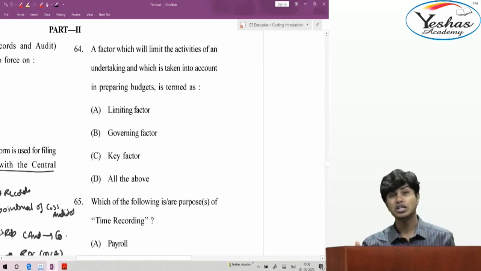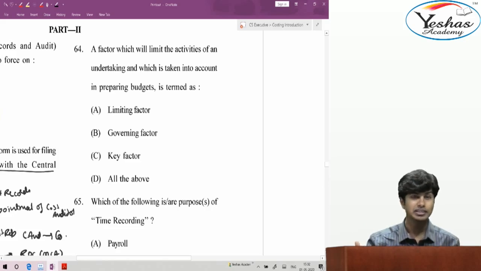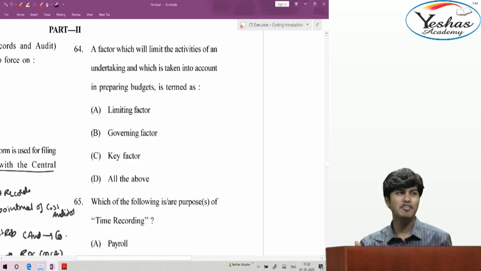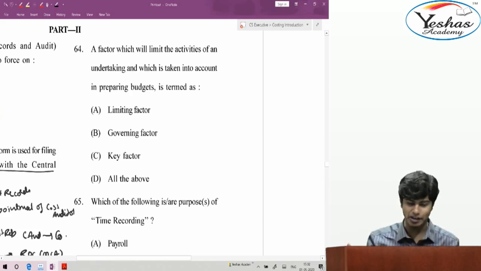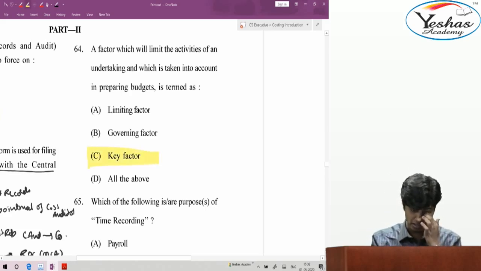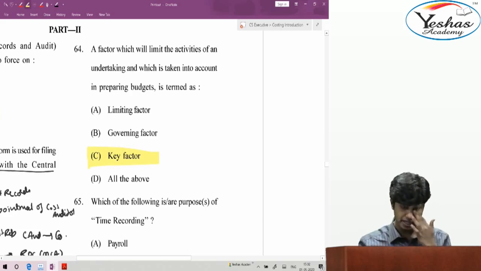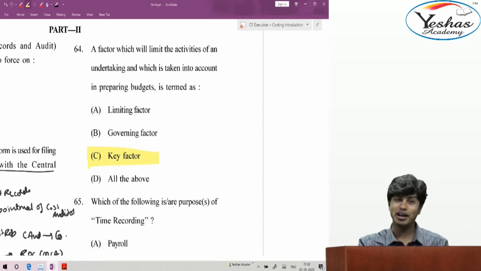I told you first we need to prepare the budget for the key factor, then we'll do the budget for the other items. Key factor was raw material availability, skilled labor availability, or plant capacity within the organization, or time, and quite a lot of constraints. So basically the answer is key factor. Key factor is a more appropriate word than limiting factor and governing factor.